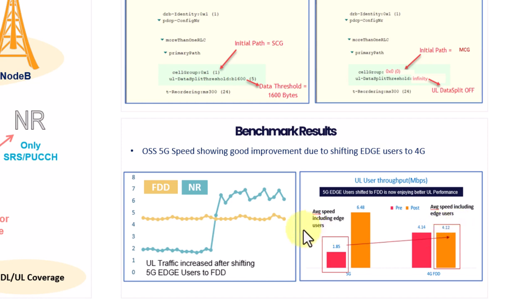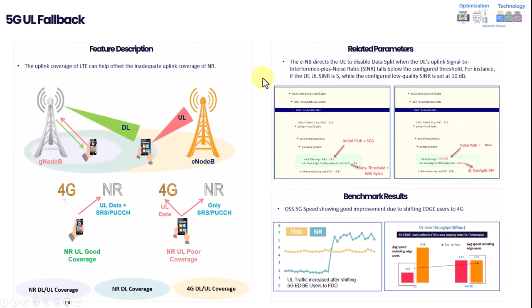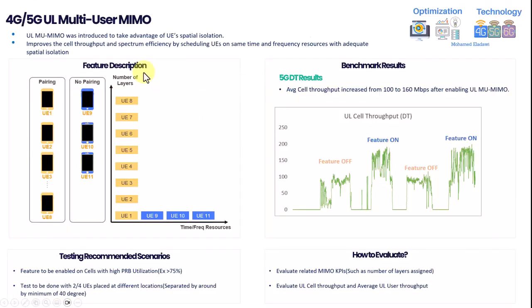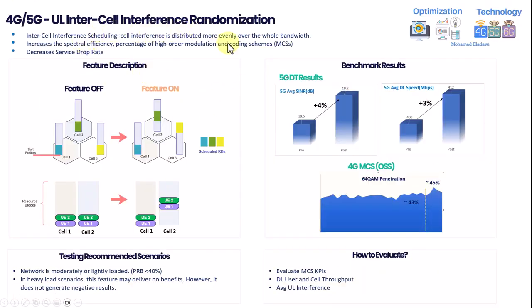And some vendors support edge user counters for the uplink speed. So maybe you can just look directly into these counters for both FDD and NR to be able to evaluate the performance. Now moving forward, this is the uplink intercell interference randomization, and how this feature works.